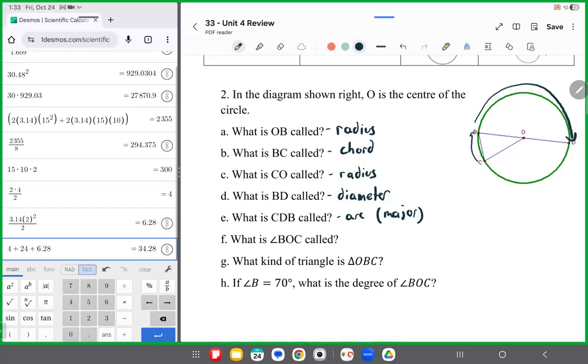What is angle BOC called? So it wants to know what's this angle in here. This is the central angle.